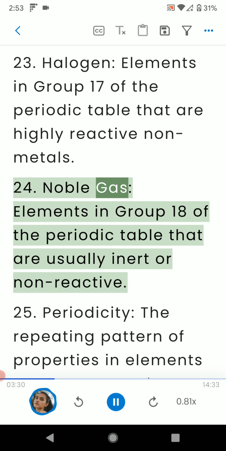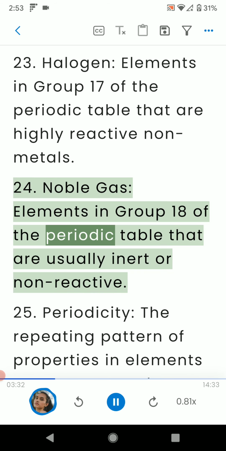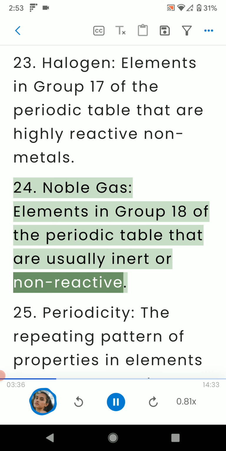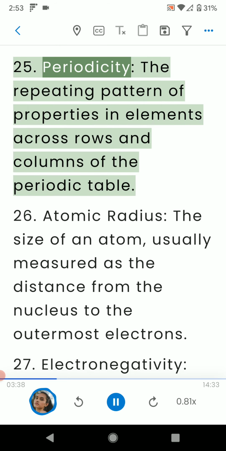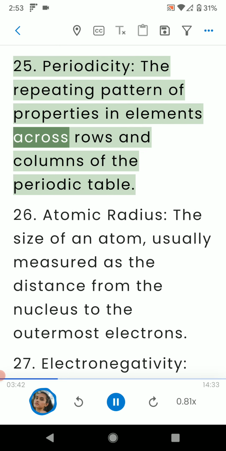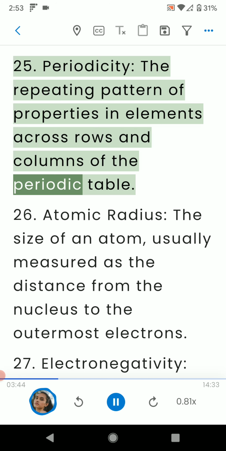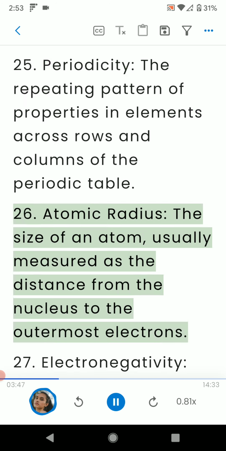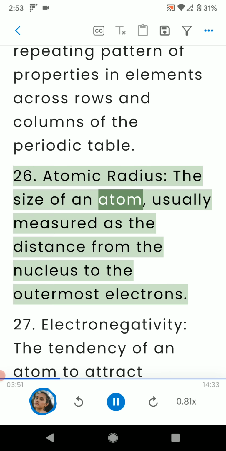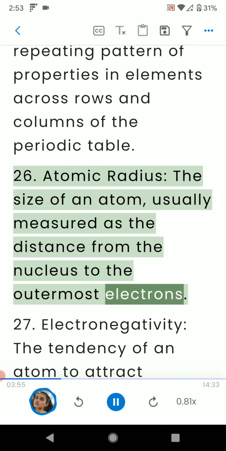24. Noble gas, elements in group 18 of the periodic table that are usually inert or non-reactive. 25. Periodicity, the repeating pattern of properties in elements across rows and columns of the periodic table. 26. Atomic radius, the size of an atom, usually measured as the distance from the nucleus to the outermost electrons.